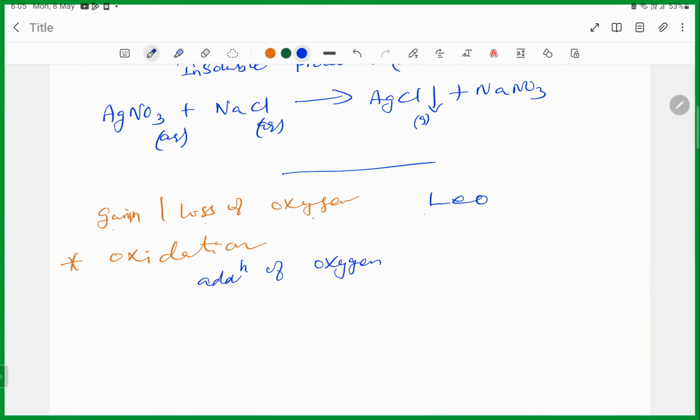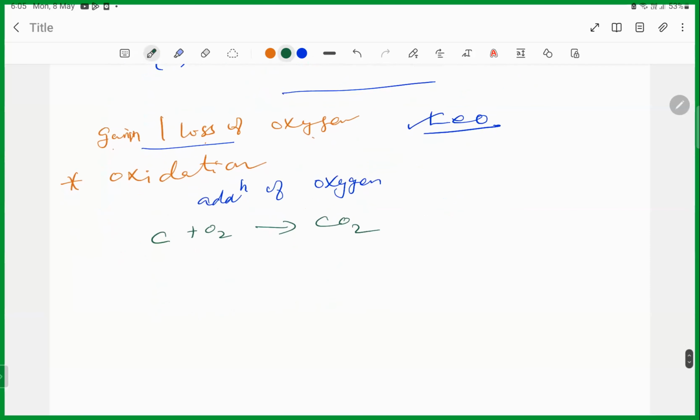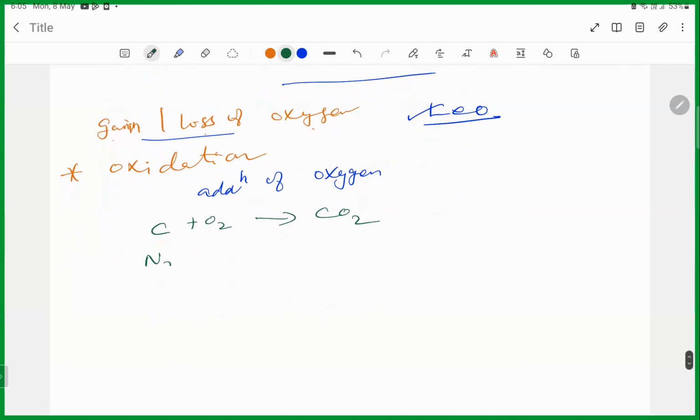Loss of electron is oxidation. That is also correct. But we have to tell in terms of gain or loss of oxygen. So addition of oxygen is oxidation. Example, carbon plus oxygen gives carbon dioxide. So here carbon is oxidized to carbon dioxide. Same way, nitrogen combined with oxygen gives nitric oxide. So N2 is oxidized into NO.